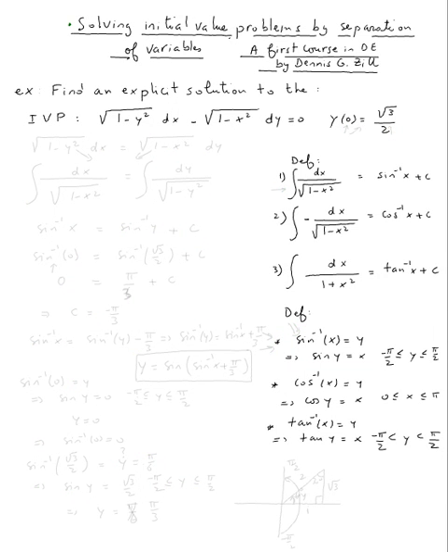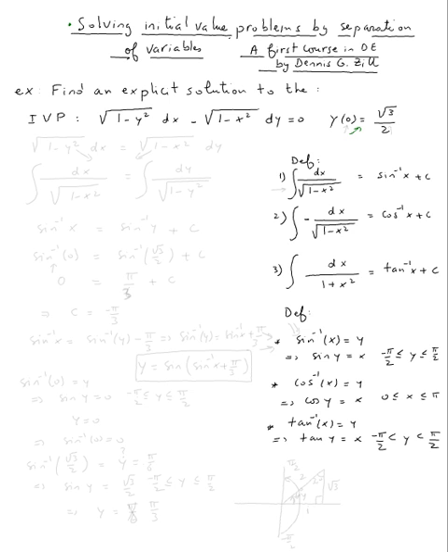The topic is solving initial value problems by separation of variables. So let's do this example. Find an explicit solution to the initial value problem, square root of 1 minus y squared dx minus square root of 1 minus x squared dy equals 0. And the initial condition is y of 0 equals square root of 3 over 2.